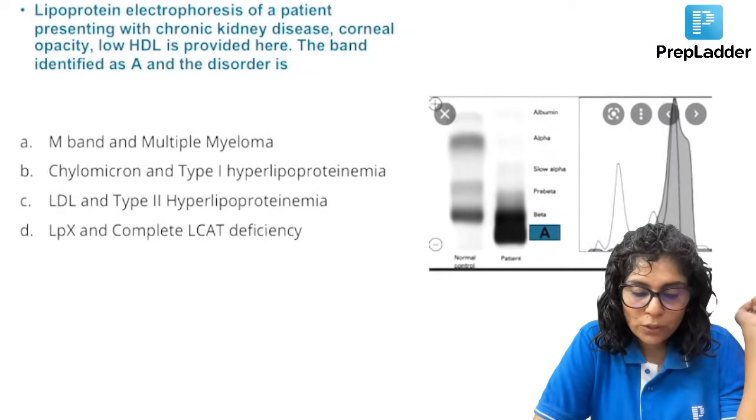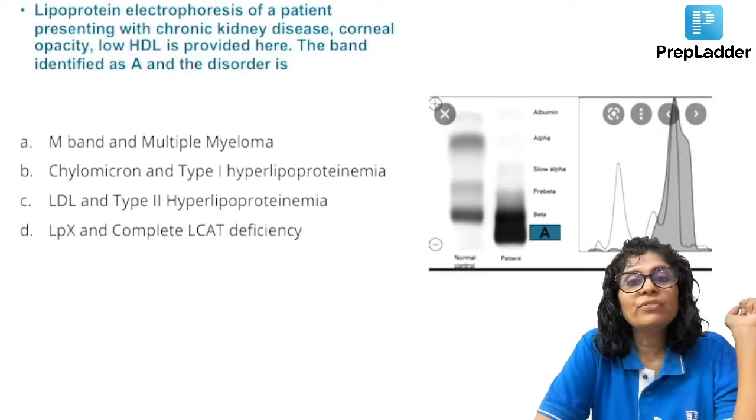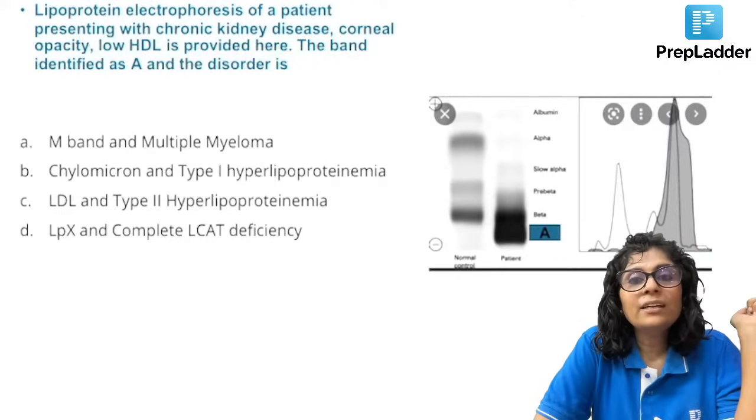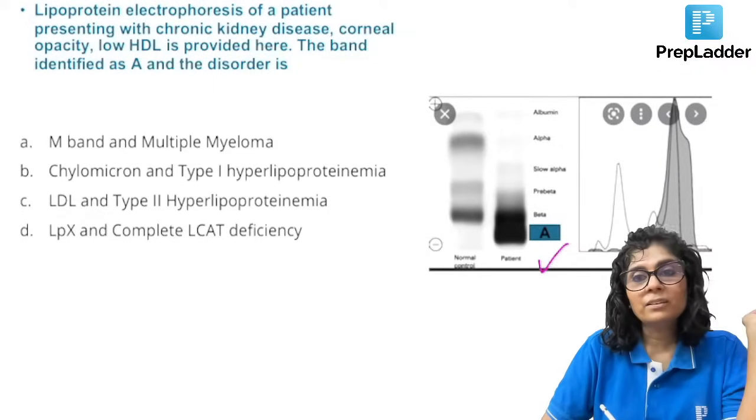Lipoprotein electrophoresis of a patient presenting with chronic kidney disease, corneal opacity, low HDL is provided here. The band identified as A. Where do you see A here? The A is here. Okay.